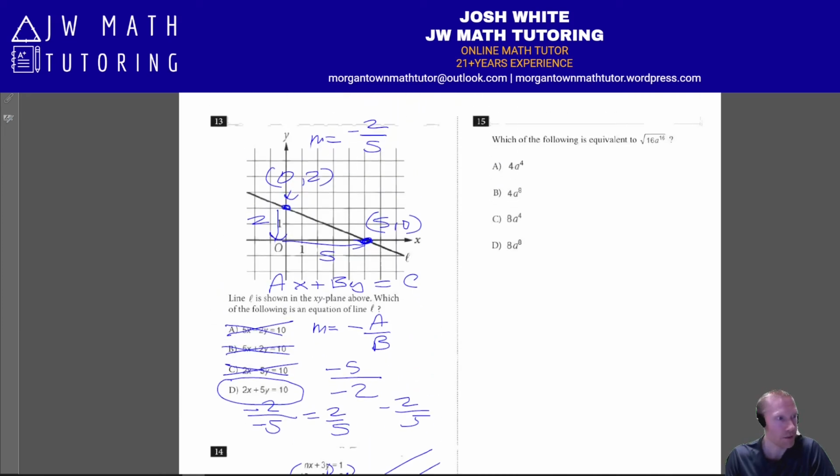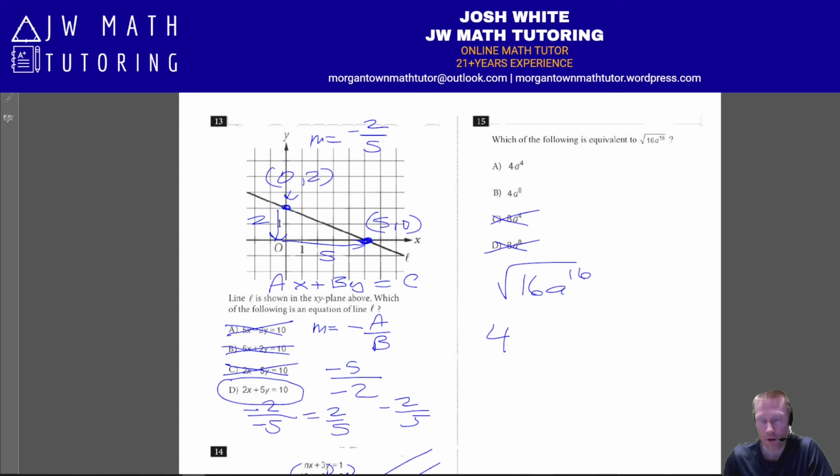Now at the top of the page, we have problem number 15. This is actually just a relatively basic square root to simplify. So hopefully you know that the square root of 16 is just going to be 4. Now so the C and D are gone right away.